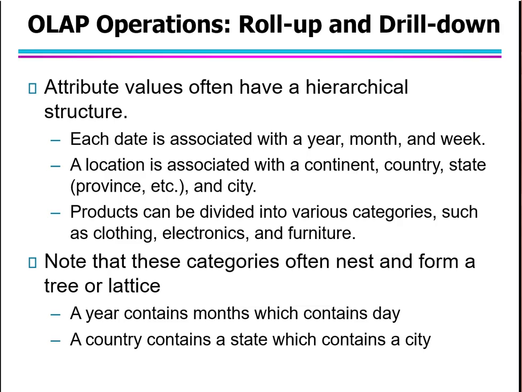Attribute values often have a hierarchical structure. For example, a date is associated with a year, month, and day. A location is associated with a continent, country, state, and city. And products can be divided into various categories. These categories often nest and form a tree or lattice structure, with years containing months, which contain days, and countries containing states, which contain cities.